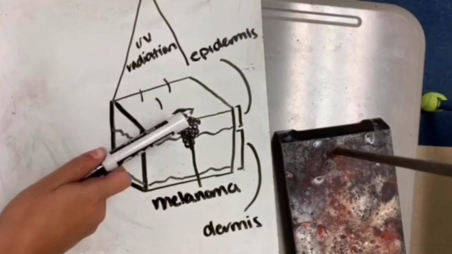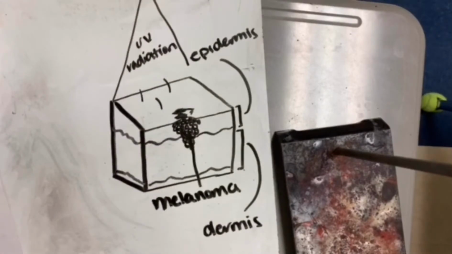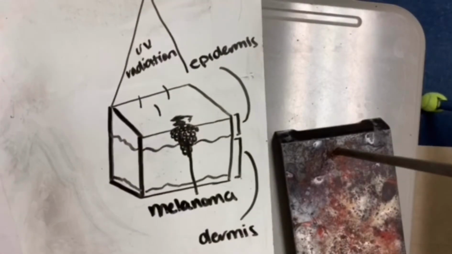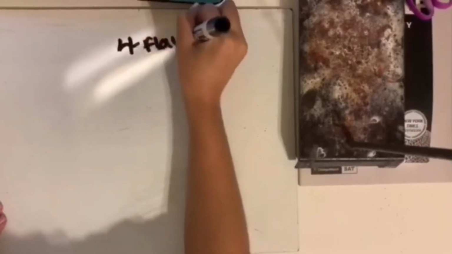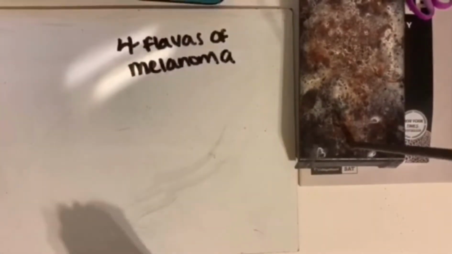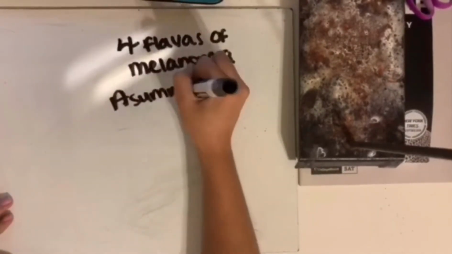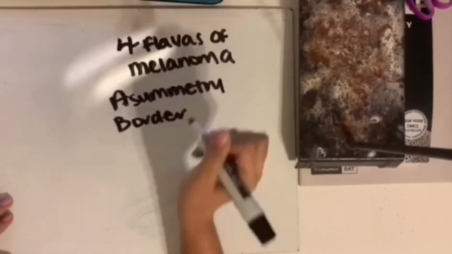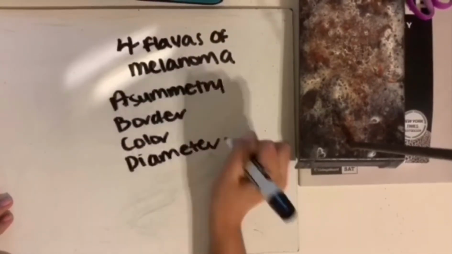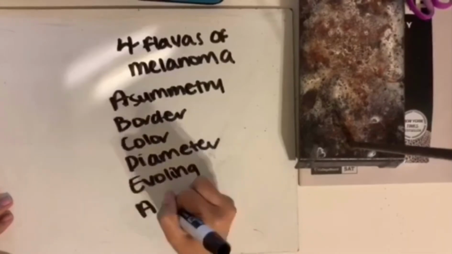Too much UV radiation can cause your melanocytes to mutate to cause a cancerous growth called melanoma. There are 4 flavors of melanoma: asymmetry, border, color, diameter, and evolving. These are called the ABCs of melanoma.